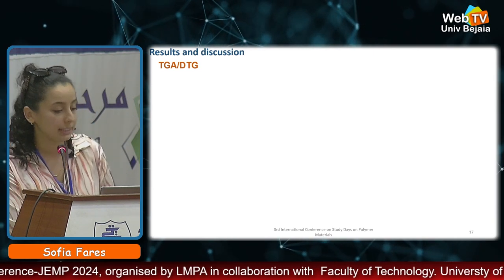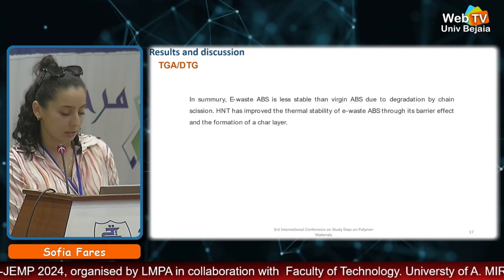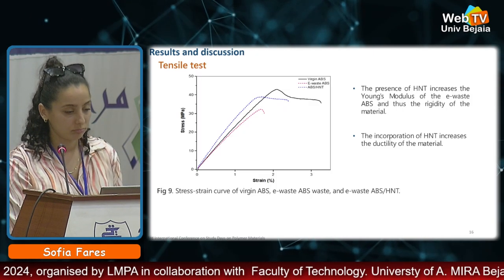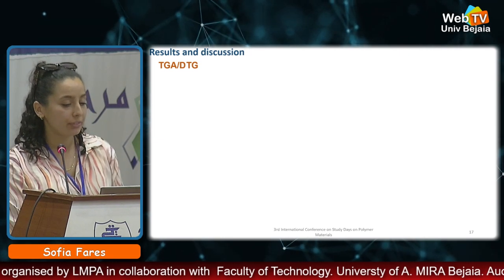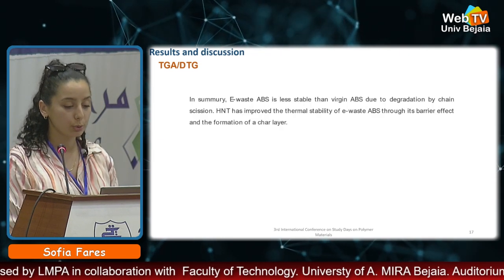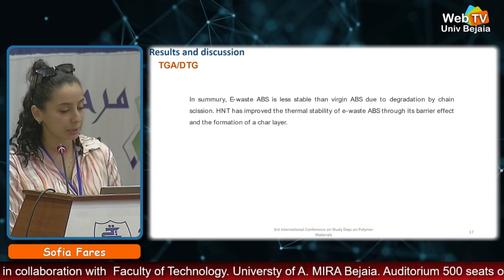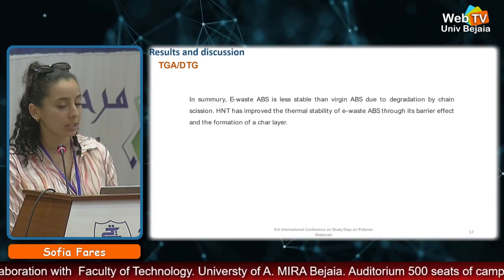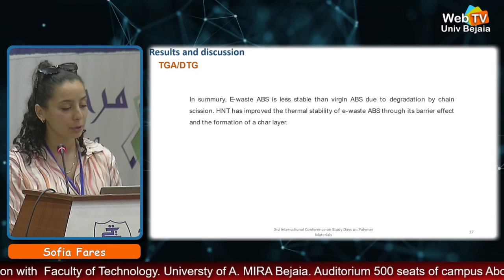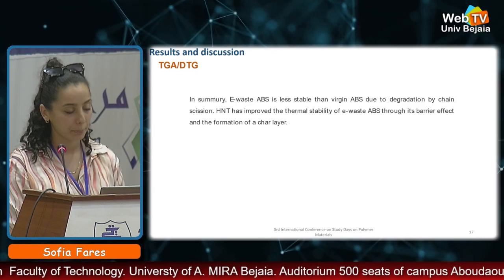In summary, E-waste ABS is less stable than virgin ABS due to degradation by chain scission. HNT has improved the thermal stability of E-waste ABS through its barrier effect and the formation of a shell layer.